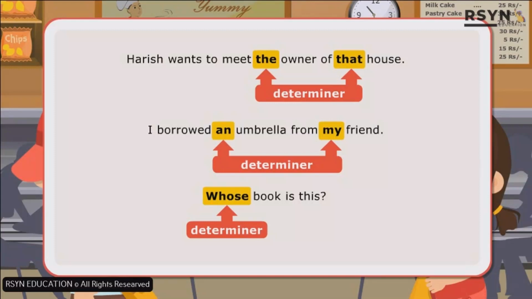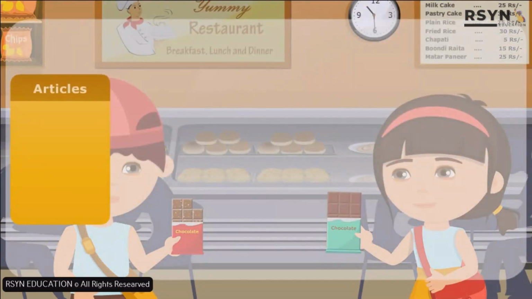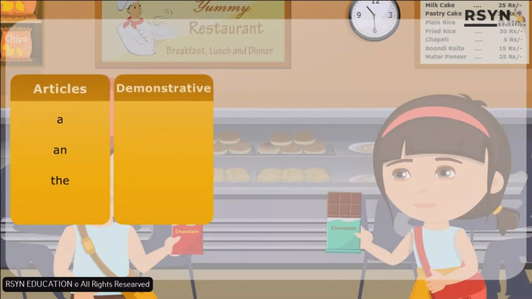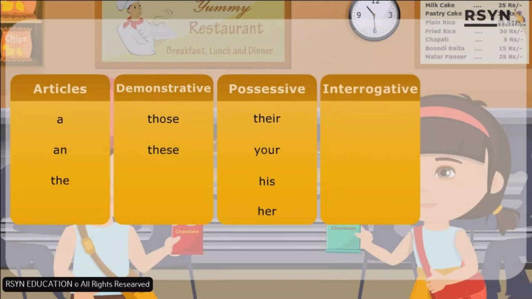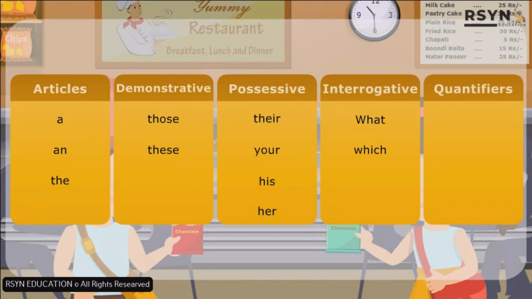Here is a list of some determiners. Articles: a, an, the. Demonstrative: those, these. Possessive: their, your, his, her. Interrogative: what, which. Quantifiers: few, several.